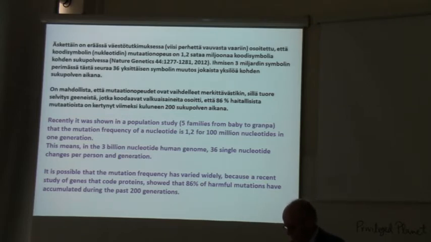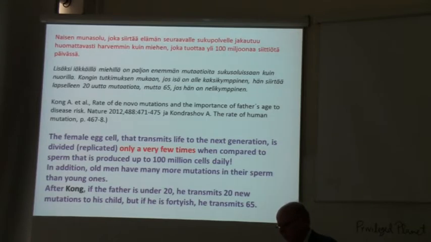Recently it was shown in a population study that the mutation frequency is about 1.2 per 100 million nucleotides in one generation. This means in the 3 billion nucleotide human genome, 36 single nucleotide changes per person and generation. Now this is important. The female egg cell that transmits life to the next generation is replicated only a very few times when compared to sperm that is produced 100 million cells a day. In addition, old men have many more mutations in their sperm than young ones, so don't marry an old man. After Kong, if the father is under 20, he transmits 20 new mutations to the child, but if he is 40s, he transmits 65.